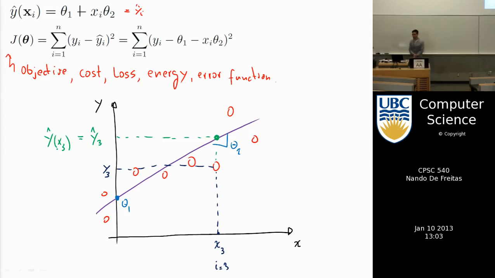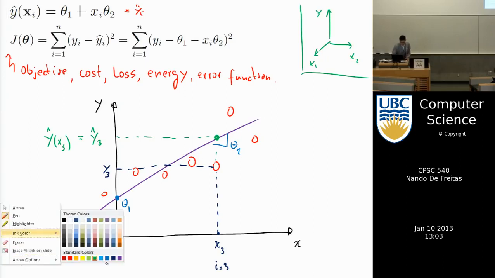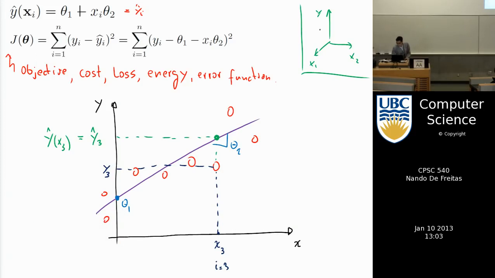If we're in 2D, you would have two x's, x1, x2. You would still have y. And then there, we would just fit a plane to the points.